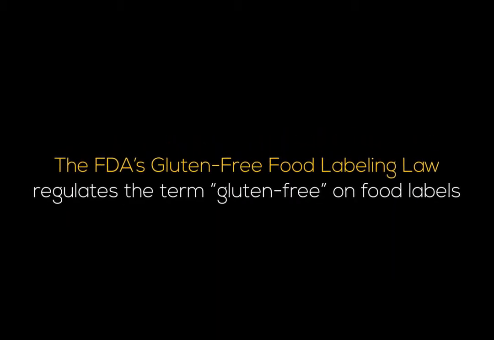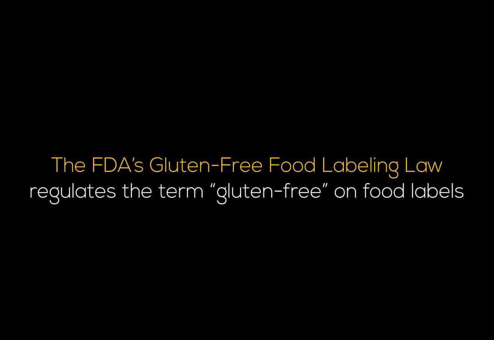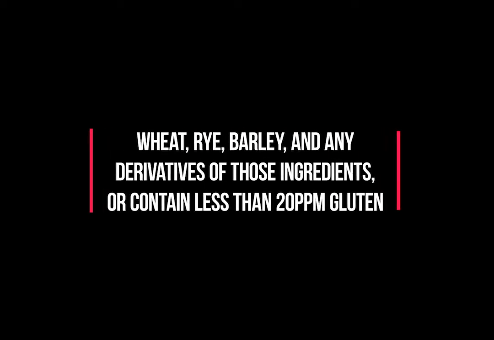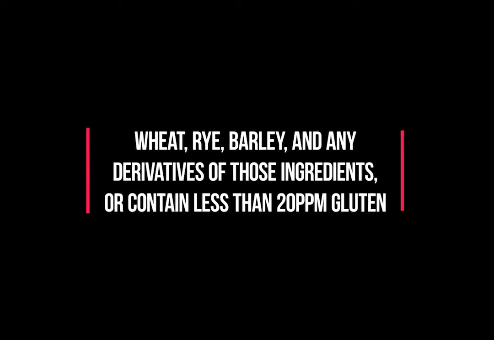There are also laws that govern food that apply to children with celiac disease. The FDA's gluten-free food labeling law regulates the use of the term gluten-free on food labels to ensure that food items using that term do not contain wheat, barley, rye, or any derivatives of those ingredients, or contain less than 20 parts per million gluten. As such, the minimum basic requirement for a safe food item for a child with celiac disease must also meet these criteria.